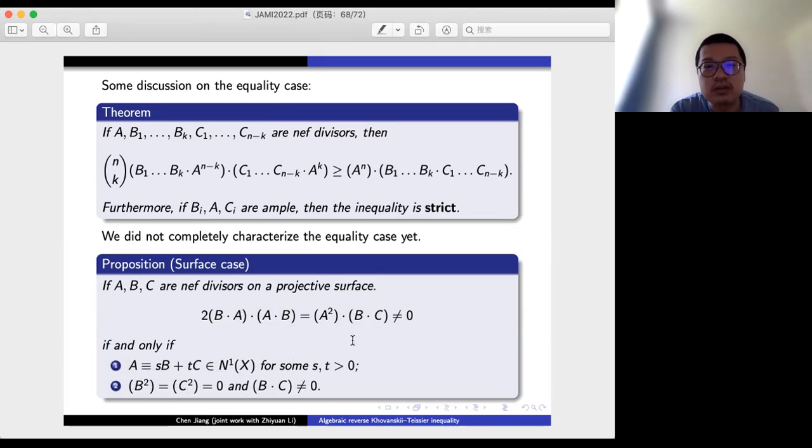So this is like a baby version of the equality case, and you can see that it looks like the equality only happens when X is like a product type, I mean induced by B and C, right? And A is just spanned by B and C. I'm not sure yet if this is the only case that happens in higher dimension, but maybe it is. But in higher dimension, it's not so easy to get such a result.